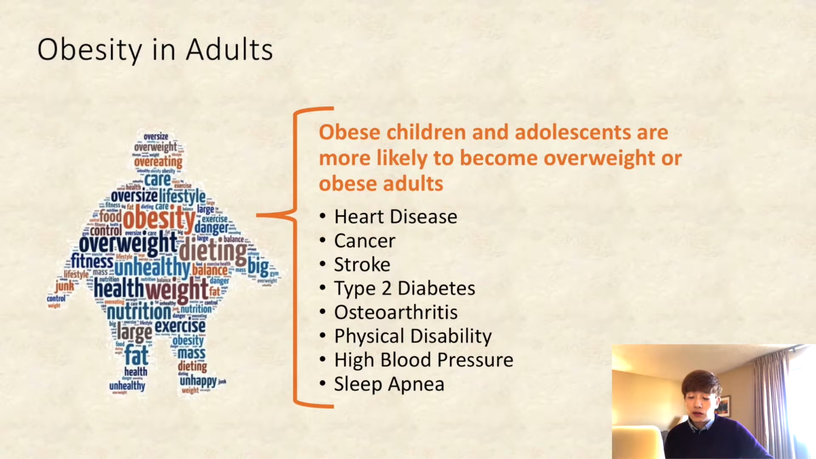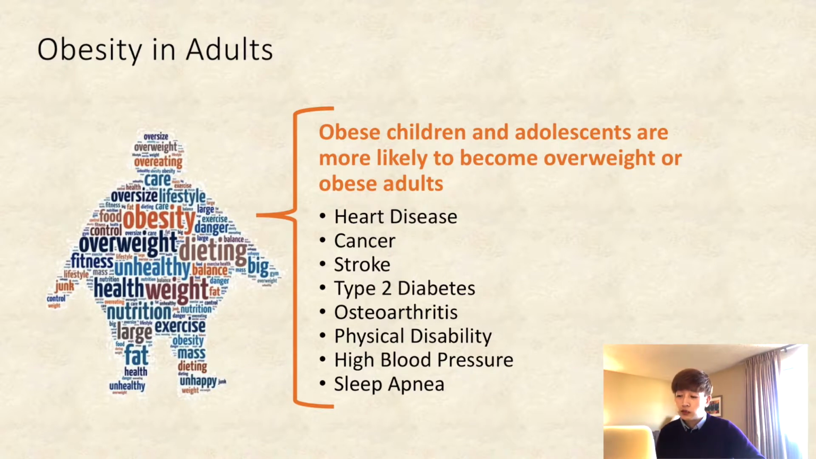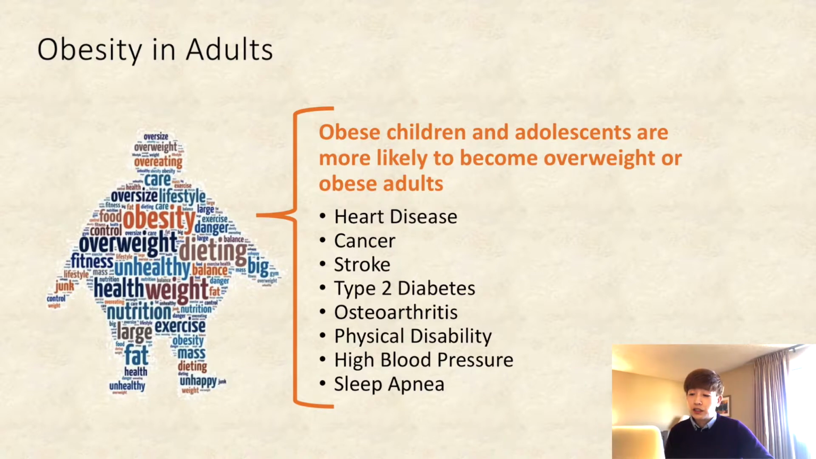Also, children and adolescents who are obese have a 70 to 80% chance of becoming overweight or obese adults. This could be a great concern because overweight and obese adults are at greater risk for heart disease, cancer, and stroke, which are the 3 leading causes of death among adults in the United States. In addition, overweight and obese adults are more likely to develop conditions such as diabetes, osteoarthritis, physical disability, and high blood pressure.